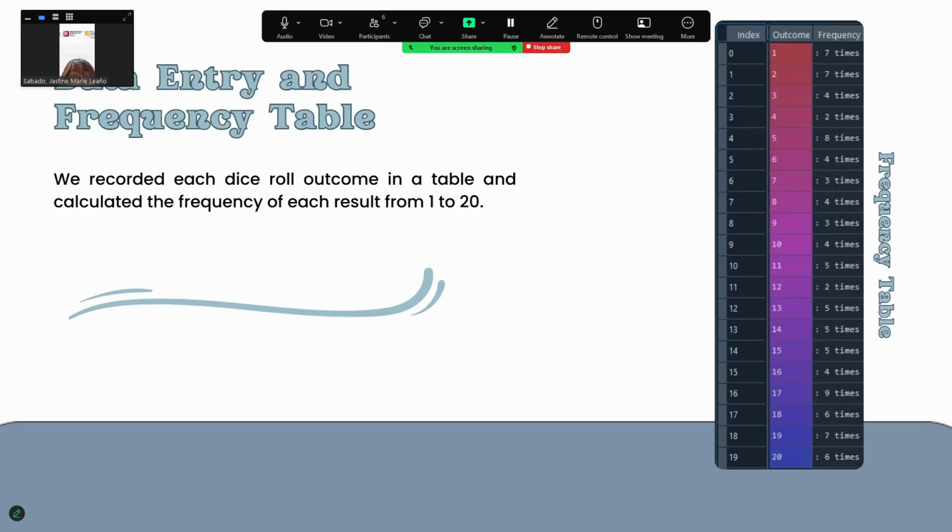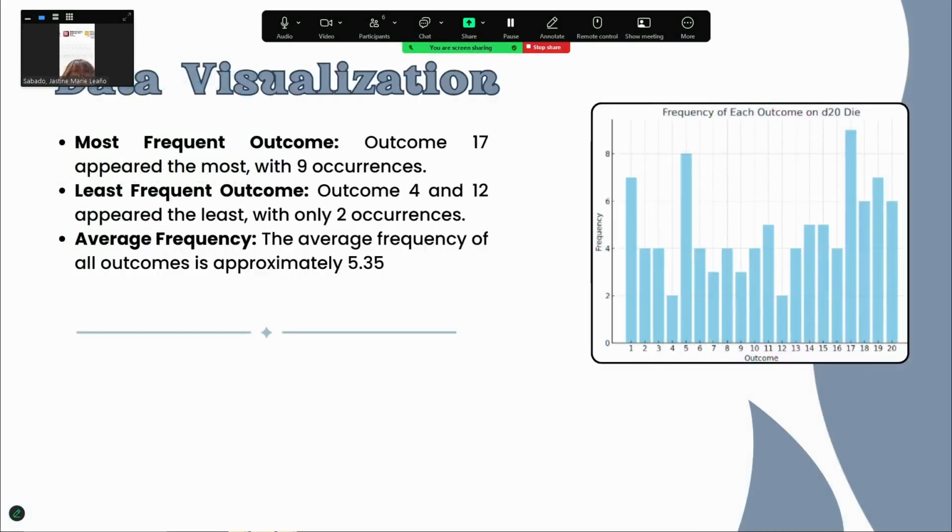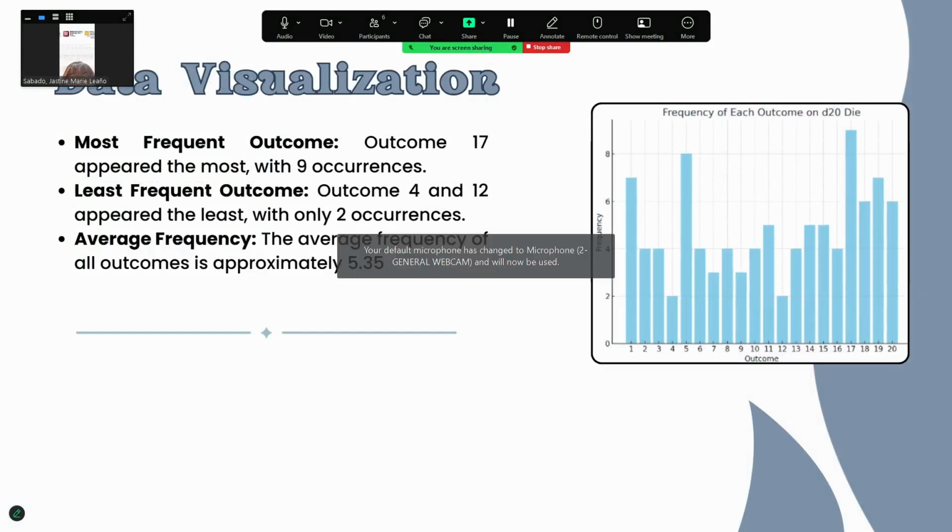We visualized the data to highlight key outcomes. Number 17 appeared the most with 9 occurrences, while 4 and 12 were the least frequent, showing up only twice. Our average frequency across all numbers was about 5.35, which gave us a benchmark for comparison.